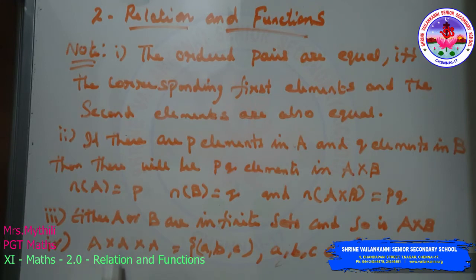Fourth one, A cross A cross A, the Cartesian product of three sets, which is equal to the set of a, b, c such that a belongs to A, b belongs to A and c belongs to A. This (a, b, c) is called an ordered triplet.